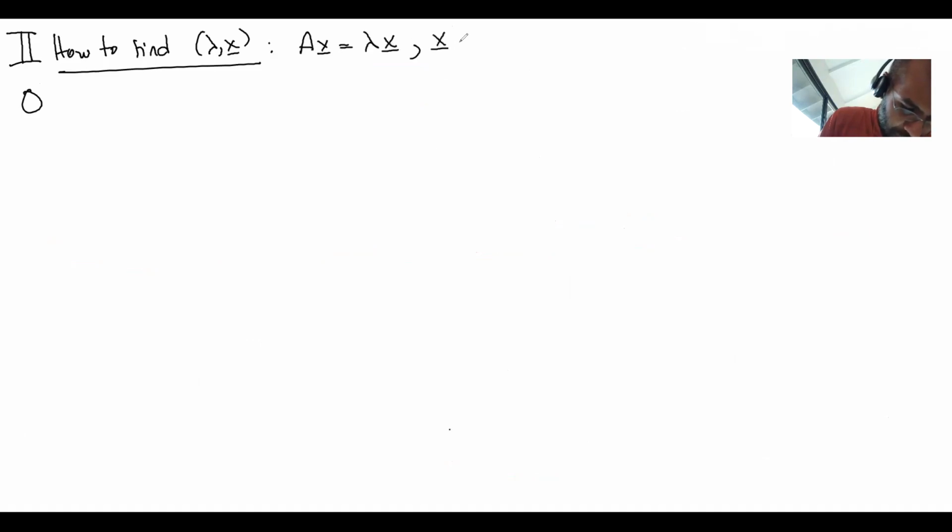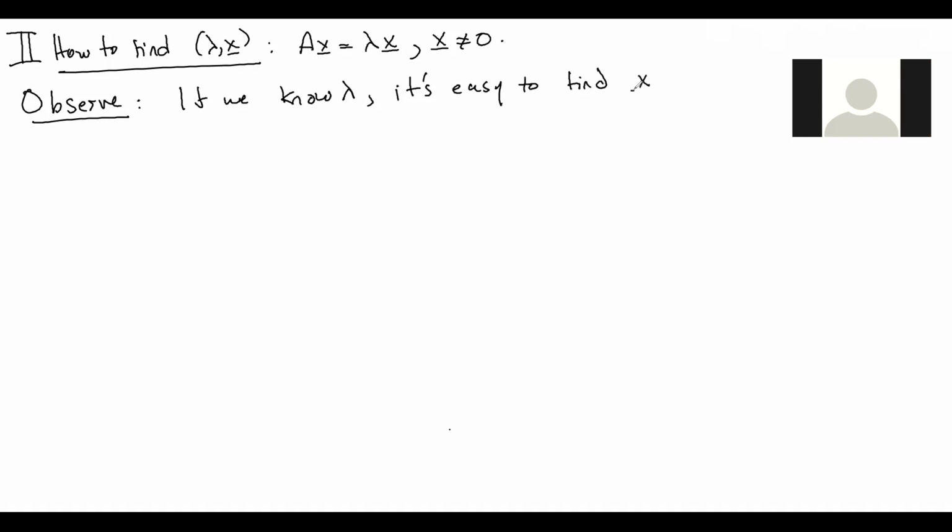And x cannot be 0. So the first observation is, if we know the eigenvalue lambda beforehand somehow, it's easy to find the eigenvector. So why is that? Well, Ax equals lambda x, that's the equation we want to solve. And suppose we know lambda.